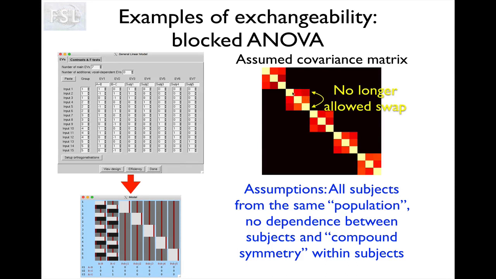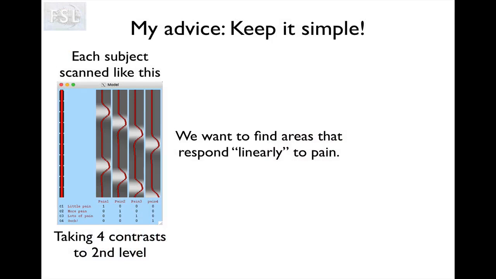If there are slight differences in covariance, this is no longer an allowed swap, because see what happens when I do that swap. It's subtle, so I'm going to go back and forth with it a couple of times, but you can see that this actually changes when we swap it. So compound symmetry is a prerequisite for exchangeability in blocked designs, and it's not completely obvious that this is true. So my advice for doing these things is keep it simple, and there's almost always a way to keep it simple.